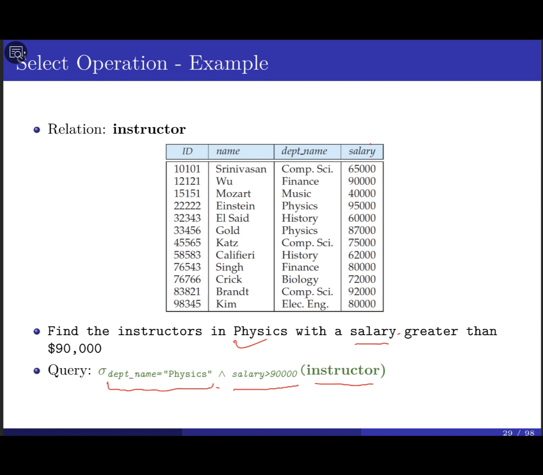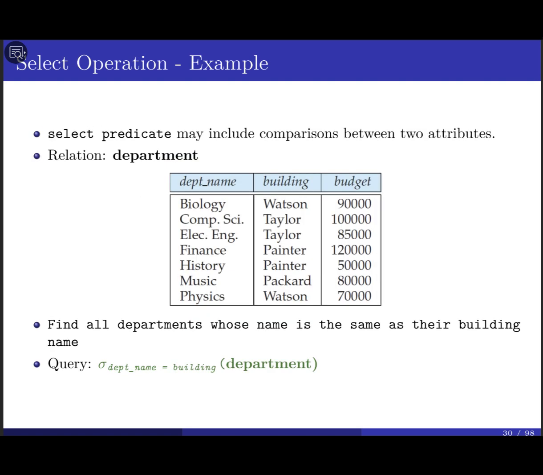So I need to make sure that the department is physics. This satisfies the first condition. And this one, greater than 90,000? Yes. So this is going to be part of the result. The next one, I do have physics here, but the salary is not greater than 90,000, so this one is not going to be part of the result. You have only one. Only this tuple is going to be part of the result, not this one. Okay? Let's go to the next one.